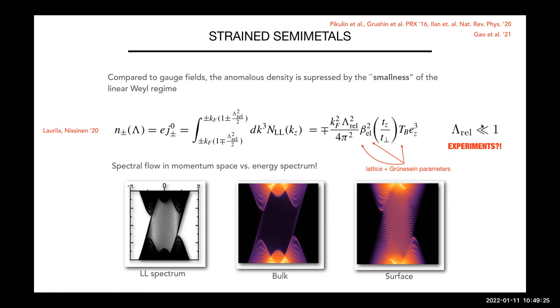And here in particular, this scale, which comes from the validity of the Weyl description, should be quite small, which could then suppress this anomaly. Hopefully at some day this will be measured, and then it will become clear whether such a formula is the correct description or not.